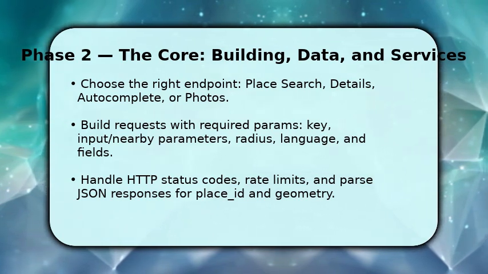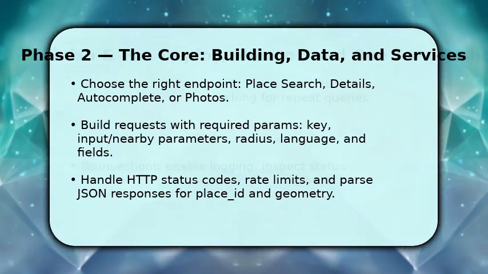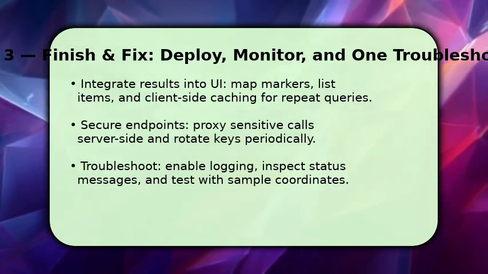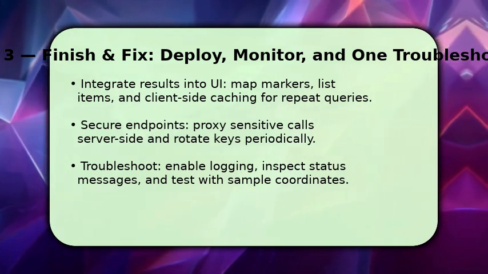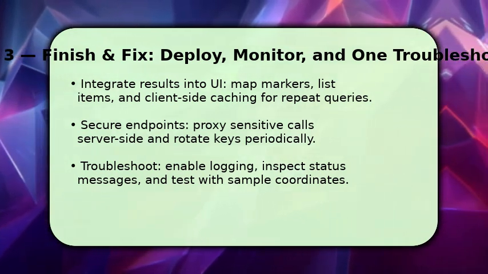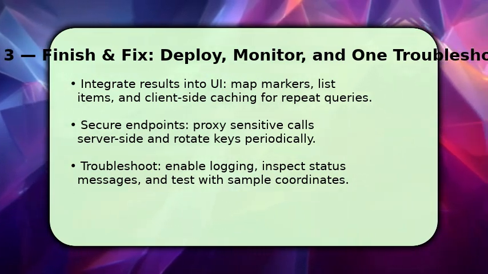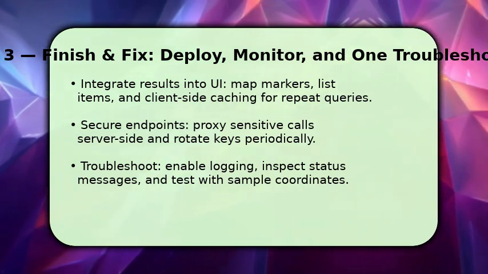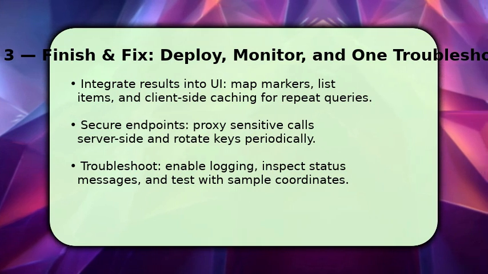Finish by integrating data into your app: map markers, search lists, and cached responses to speed repeat lookups. Route sensitive requests through a server-side proxy to keep keys hidden and rotate keys on schedule. Restrict referrers and monitor usage daily. If something breaks, enable verbose logging, reproduce with sample coordinates, and read the API status messages. Common fixes include missing fields, quota exhaustion, or incorrect referrer restrictions.